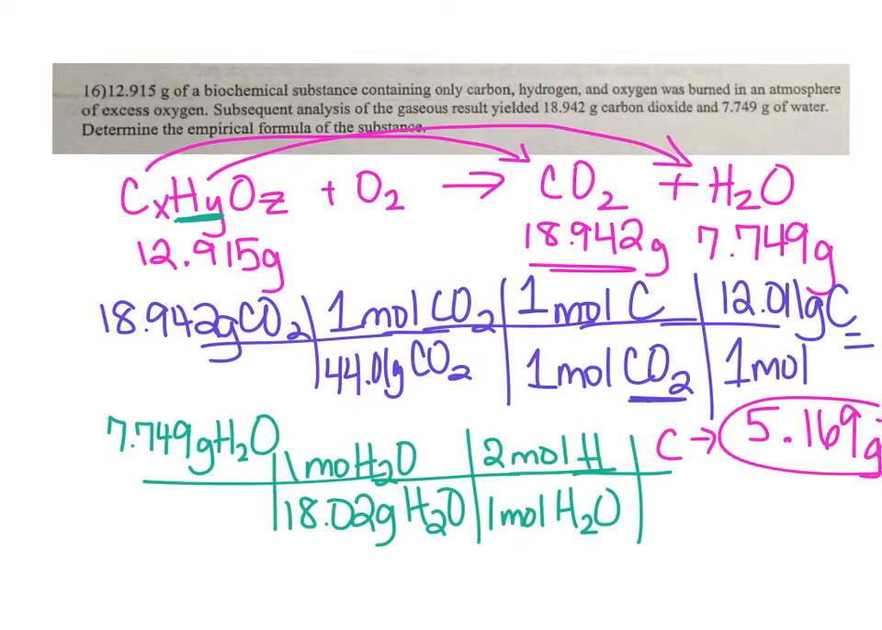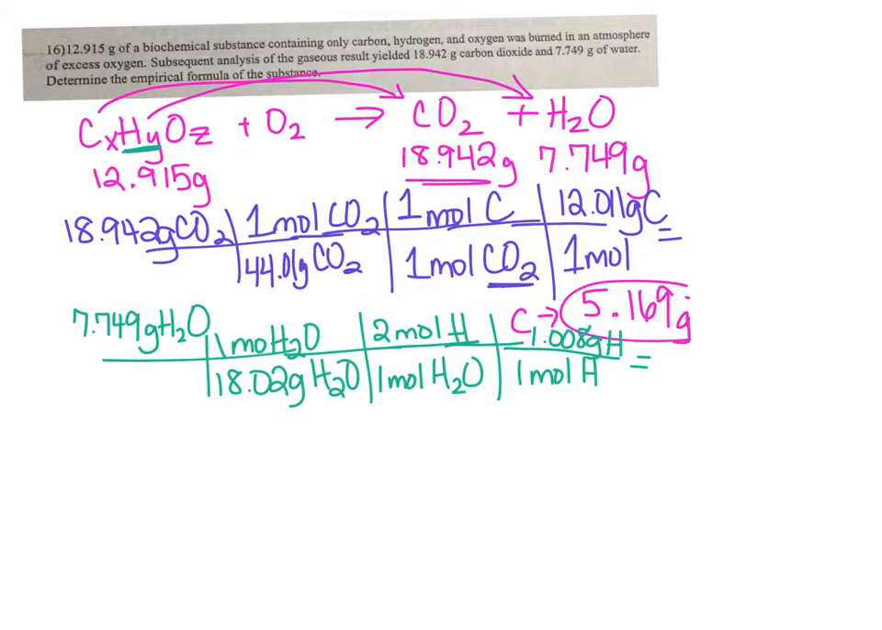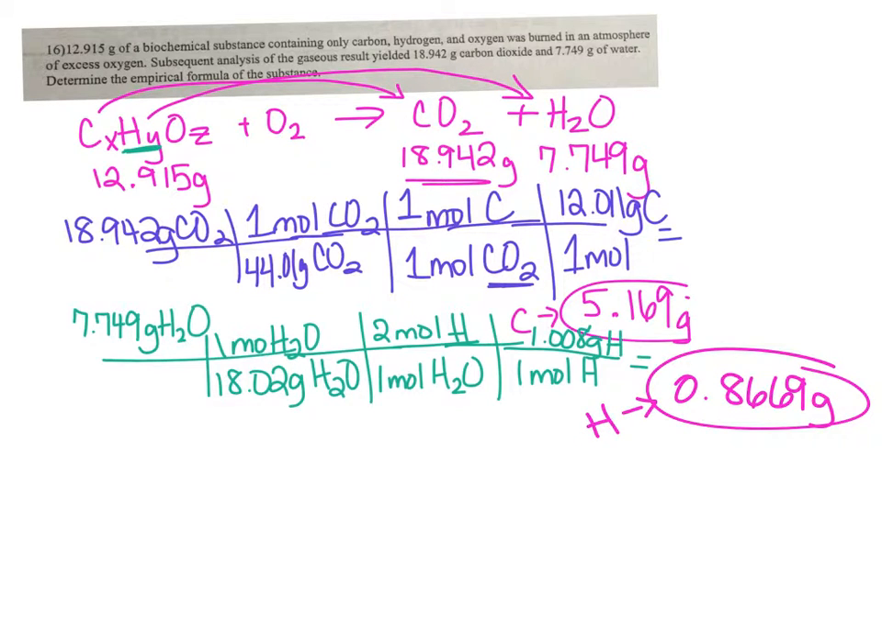And then finally, 1 mole of hydrogen is 1.008 grams. Okay, when you get that typed in, you're going to find it to be 0.8669 grams. Okay, so now we have our hydrogen. And so on number 14, this is where you could stop and then just go right into empirical formula. But on number 16, we have the oxygen that we also have to figure out.